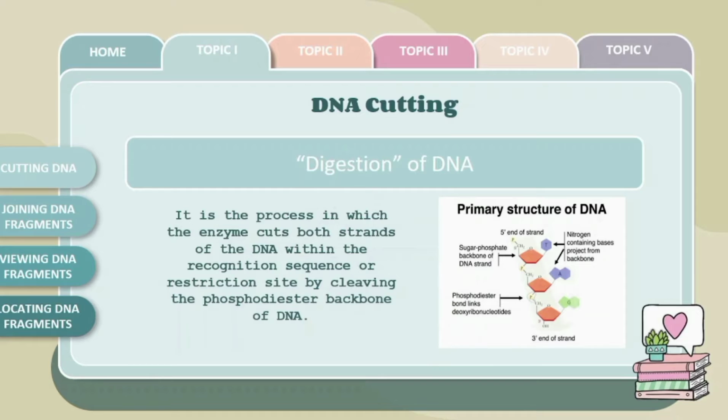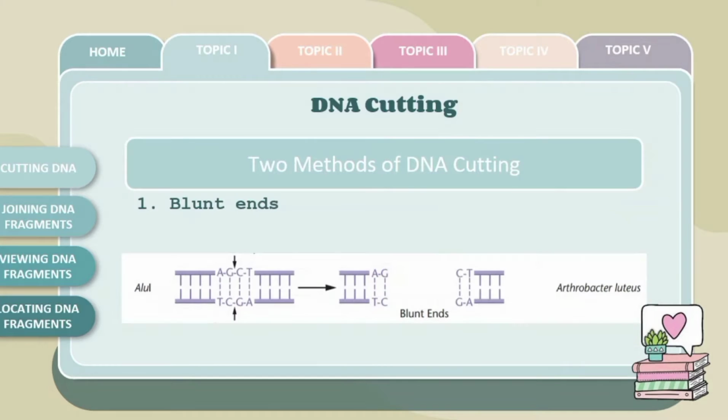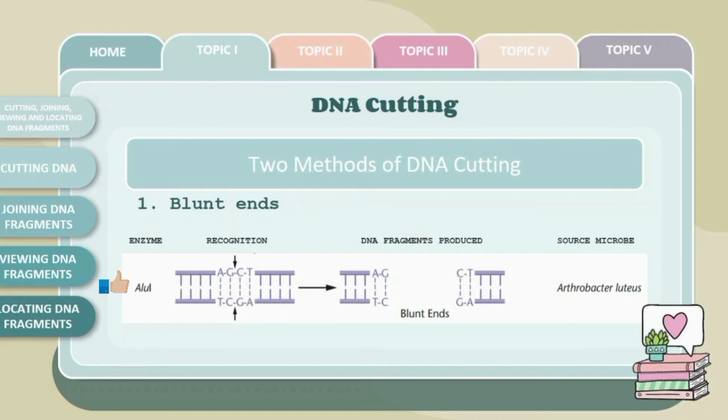Each restriction enzyme recognizes its particular recognition sequence and cuts the DNA in a characteristic cleavage pattern. Hence, DNA molecules are cleaved in two methods by the restriction enzyme. First, it cuts both strands of DNA at exactly opposite points to each other. This results in DNA fragments with blunt ends, where two strands end at the same point. In other words, enzymes such as AluI cut both strands at the same nucleotide pair, producing DNA fragments with double-stranded ends called blunt end fragments.